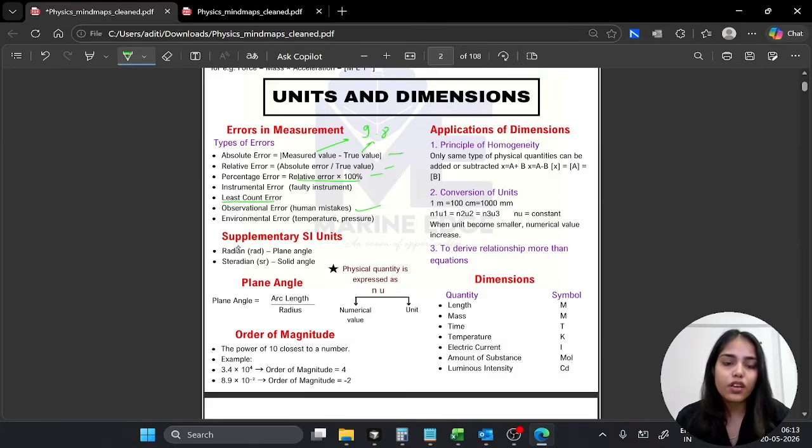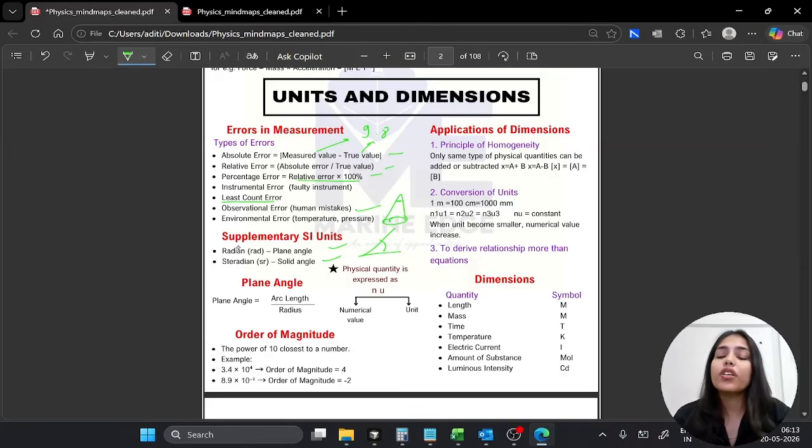Now, we also have supplementary SI units. Apart from fundamental units and derived units, we also have supplementary units that are plane angle and solid angle. Plane angle is used to measure the angle of any particular 2D angle, okay? And solid angle, when we have a solid cone structure, the angle inside this cone is called a solid angle, and they are measured in radian and steradian respectively.